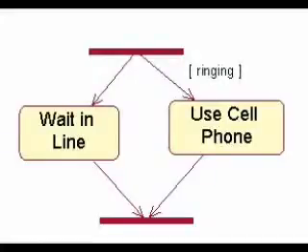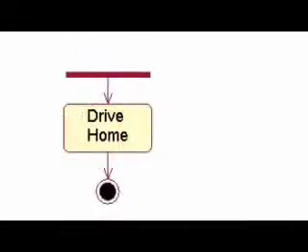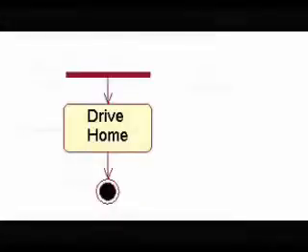You can add a condition to a thread coming out of a fork. The result is a conditional thread. In this diagram, if the ringing condition is false, then that thread is considered to be complete as far as the join is concerned. In the slide, the end state is shown after the drive home activity.